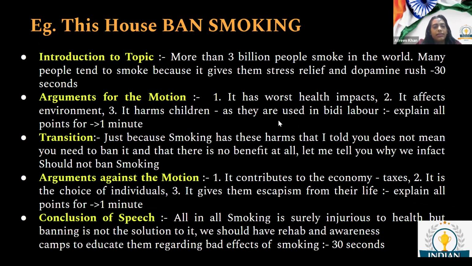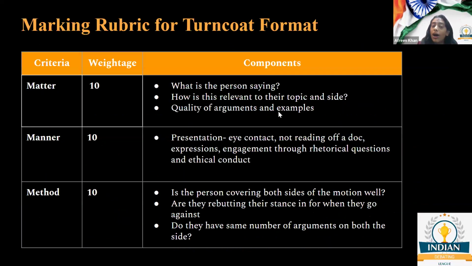Okay. The next one is, how are you judged by the judges? So what are the judges looking at? You're totally marked out of 30, in which 10 marks is for matter. So what is the content like? What are your arguments for the motion? What are your arguments against the motion?